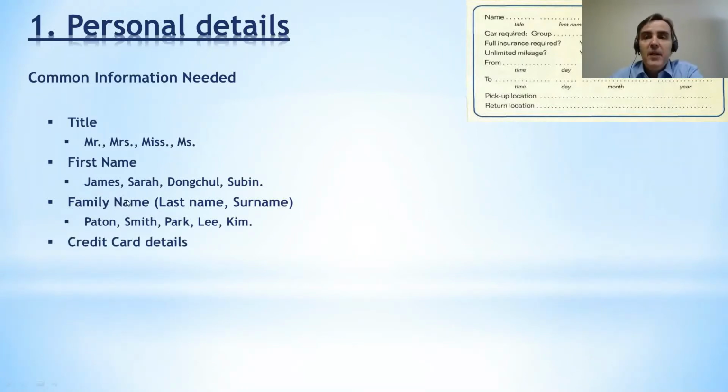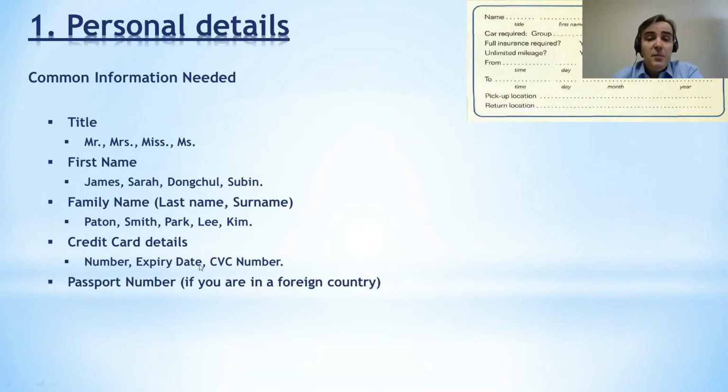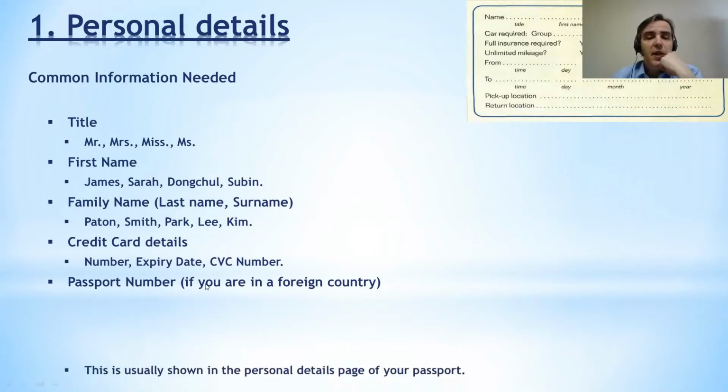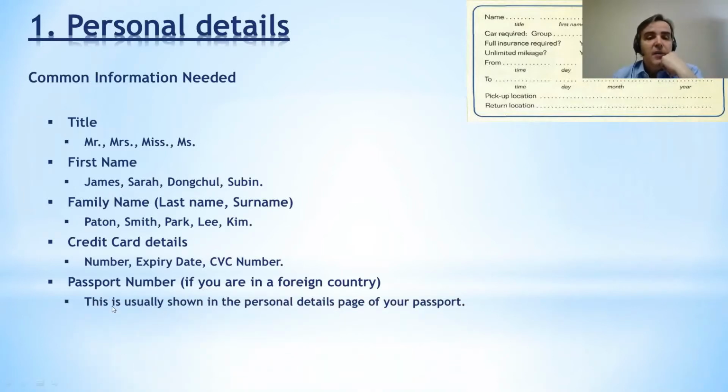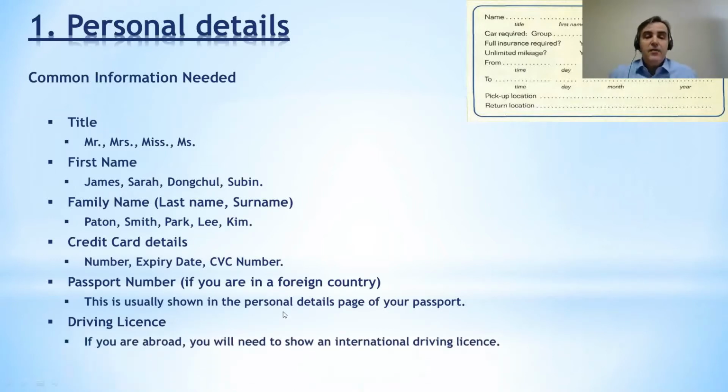personal details. We may also need their credit card details, their credit card number, expiry date, and the CVC number. That's just the 3 digits on the back of the credit card. It's like a security code. Passport number, especially if you are in a foreign country, you need to show your passport when you're renting a car. This is usually shown in the personal details page of your passport. And driving license. If you're in Korea and you're renting a car in Korea, you can show your Korean license. But if you are abroad, you will need to show an international driving license.